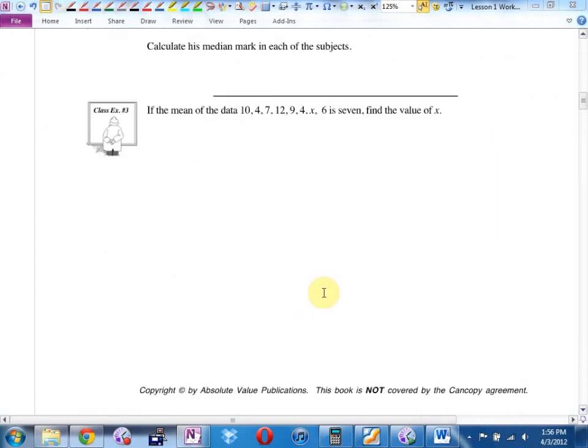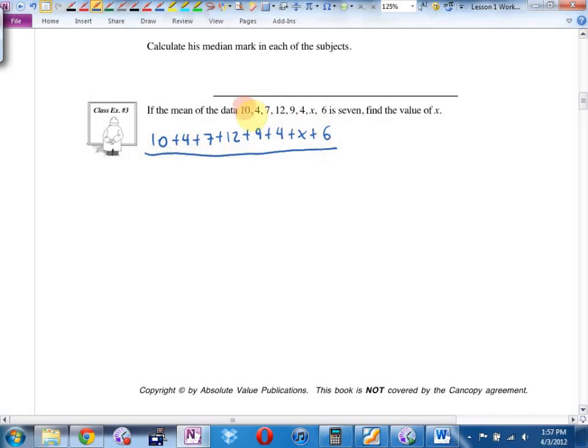Skip example 2, example 3. This one we are going to have to do by hand. Jordan, can you read to me example 3, please? Okay. Here's what they're saying. When you added together 10 plus 4 plus 7 plus 12 plus 9 plus 4 plus x plus 6, and you divided it by 1, 2, 3, 4, 5, 6, 7, 8 pieces of data, you got an answer of 7.